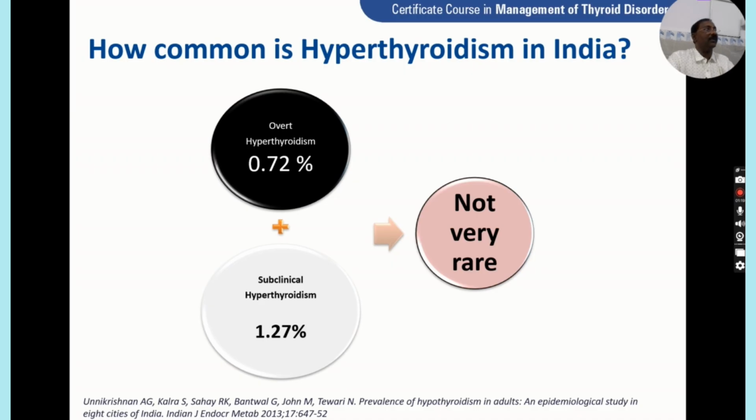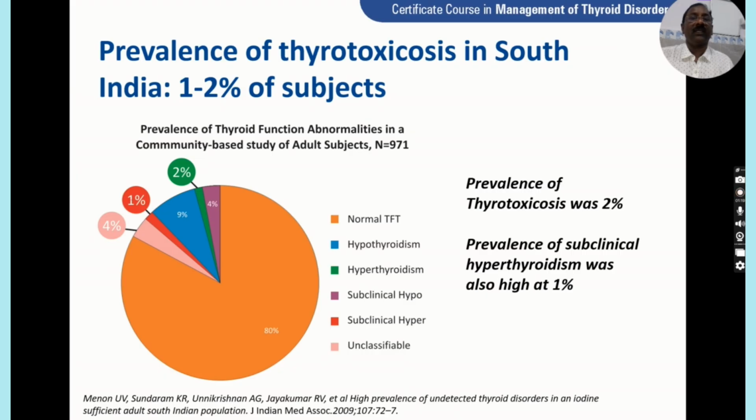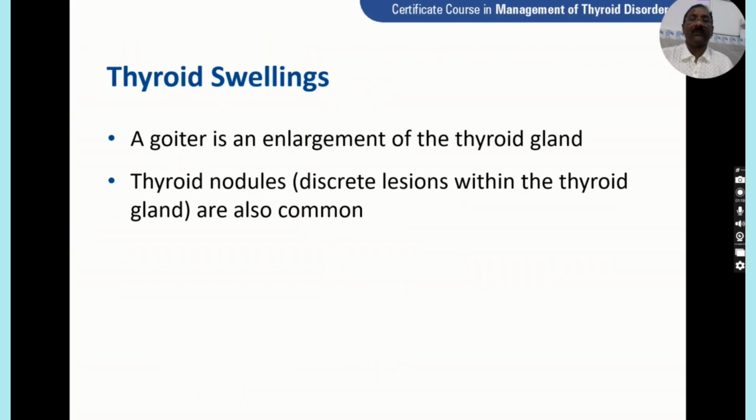So how common is hyperthyroidism in India? Overt hyperthyroidism, 0.72%. Subclinical hyperthyroidism, 1.2%. Combining, nearly 2%. So not very rare. 2% in the Indian population, again very, very high. So for both hypothyroidism and hyperthyroidism, as physicians you should know much about these things. Prevalence in South India is 1 to 2% of the subjects. Prevalence of subclinical hypothyroidism was also high, at 1%.